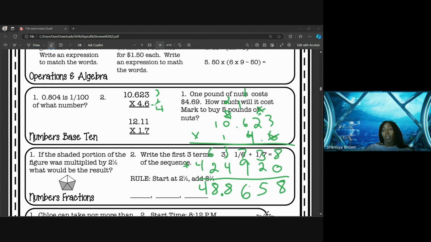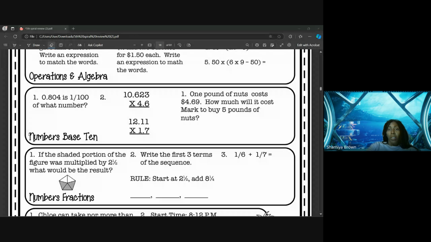8,658 10,000. That's how I would say it. So 48 and 8,658 10,000. That would be how much this is if I multiply. So I got a big number, bigger number than what I had. So now I would do my next one.